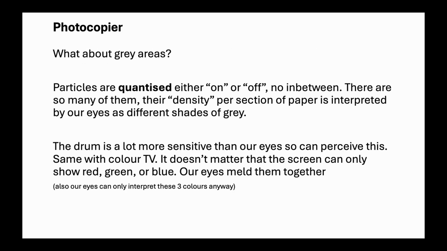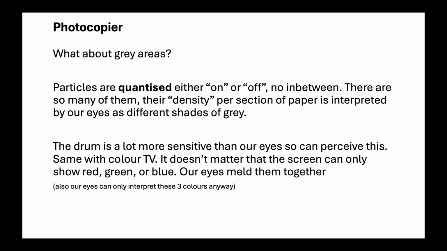What about grey? And this is something that sometimes at face value doesn't make much sense, but we need to emphasize that particles are quantized, and so they're either 1 or 0, they're discrete, they're either on or off, they're not half on. That doesn't really make much sense, does it? But because there's so many of them, their density per bit of the page is interpreted by our eyes as different shades of grey.